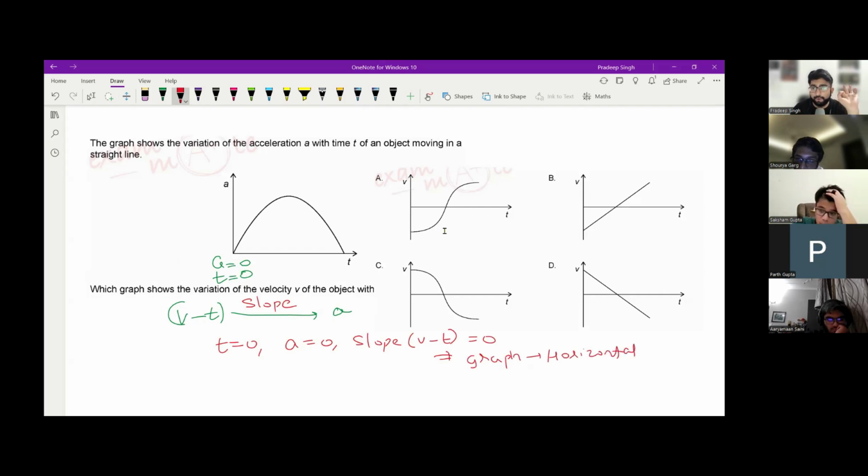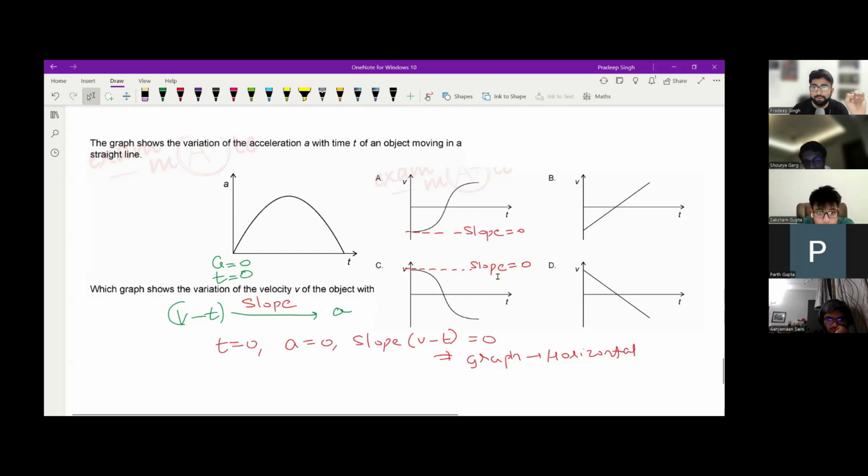Now look at option A and option C. In both these cases, the gradient at the start will be 0 because the tangent will go parallel to the x-axis. Check, is it making sense? Yes, slope is nothing but the tangent's slope. So a horizontal straight line's slope is 0.